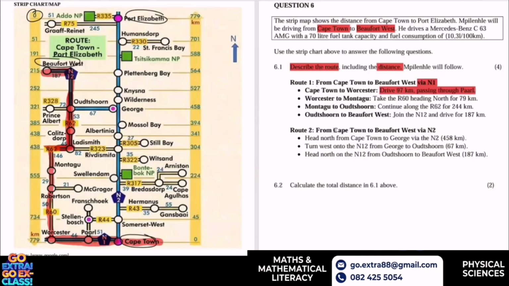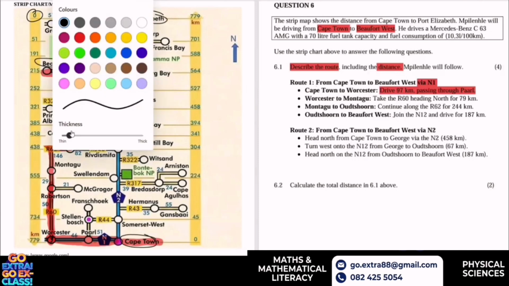He will drive 97 kilometers, adding the two distances there, and then from Worcester he will take R60. This is the route from here, from Worcester. He will take R60, and let me just put it in. So from here, you will take this route and then you'll go up. Let me just make it thicker. Yeah. Then from here, he will drive here.